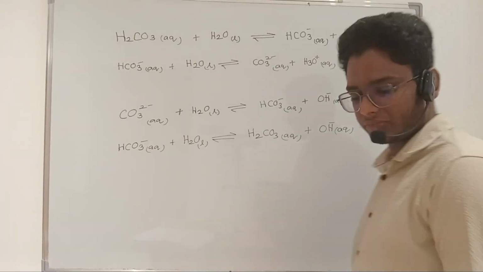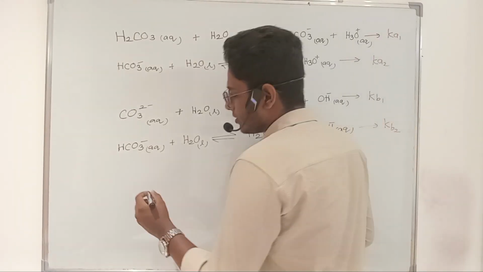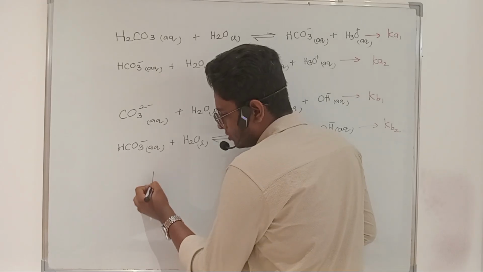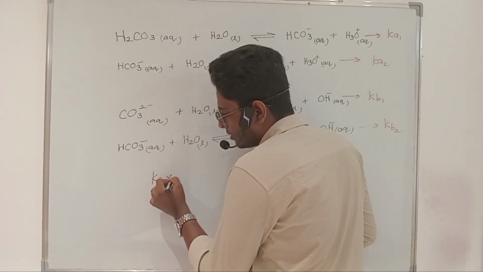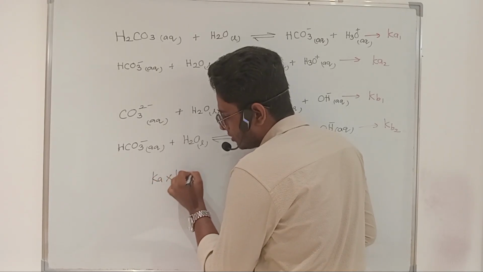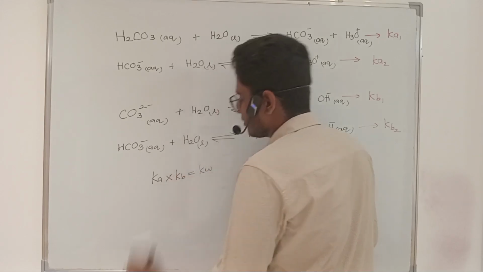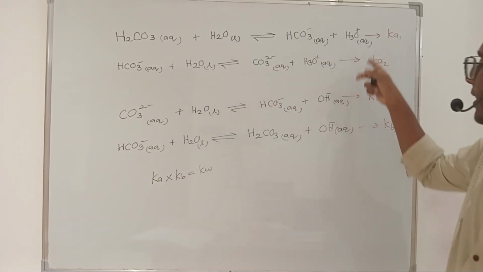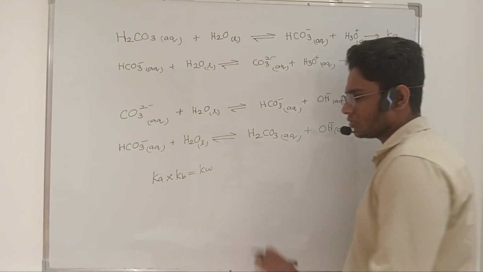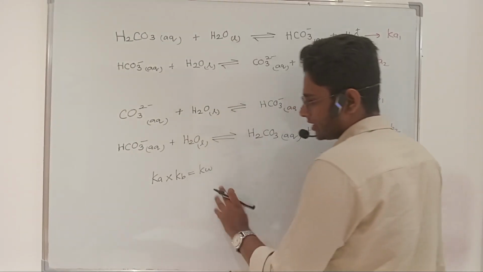And then we know that Ka into Kb is equal to Kw, right? But here you can see two Ka values and two Kb values. So which one is valid? You have to check that.